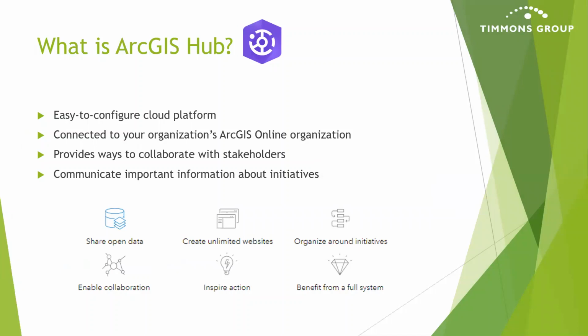So what is ArcGIS Hub? ArcGIS Hub is an easy to configure cloud platform connected to your ArcGIS Online organization that allows you ways to collaborate with stakeholders, information about your initiatives. Your initiative could be the open data site that I just mentioned before with Virginia Roads, or it could be to set up your county's landing page for all GIS related content, or it could be to showcase a specific project that your organization is currently doing, like a construction project or a master plan redesign of a state park.